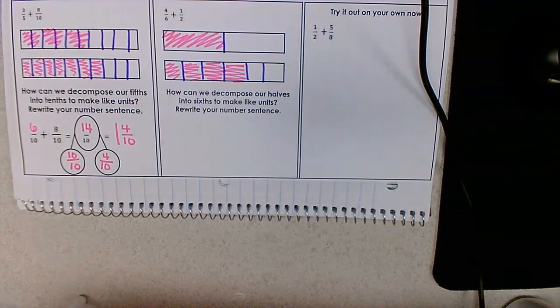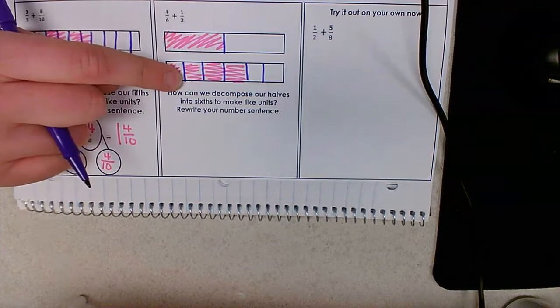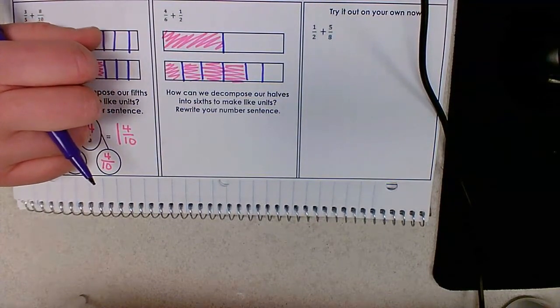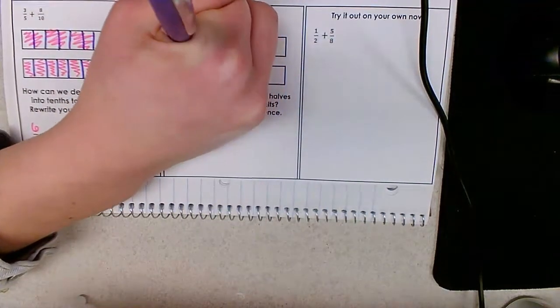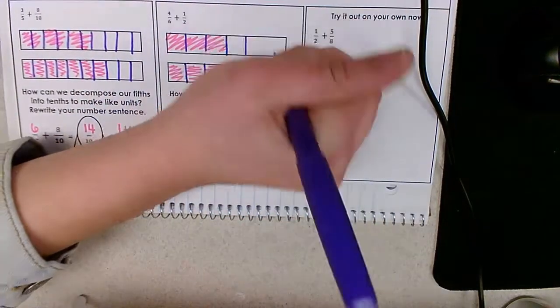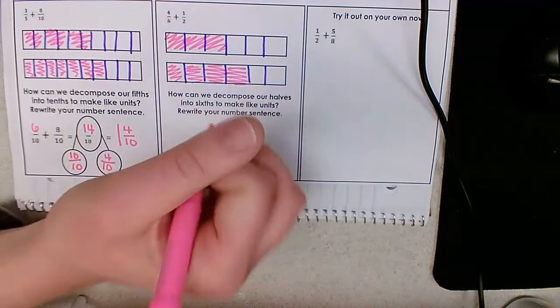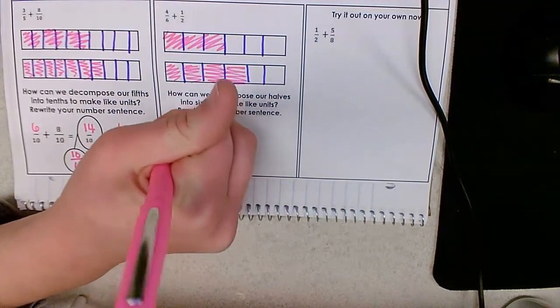How can we decompose our halves into sixths to make like units? What's that missing factor that gets us from 2 to 6? 2 times what equals 6? 2 times 3, which means I'm going to decompose each of my halves into 3 pieces. My original fraction, 1/2, has now changed. Now 1/2 is 1, 2, 3 out of 6 pieces.